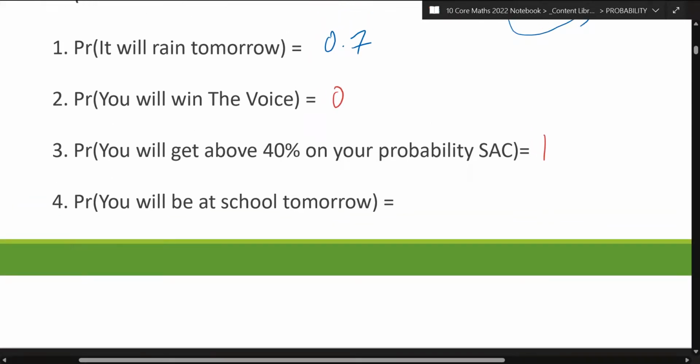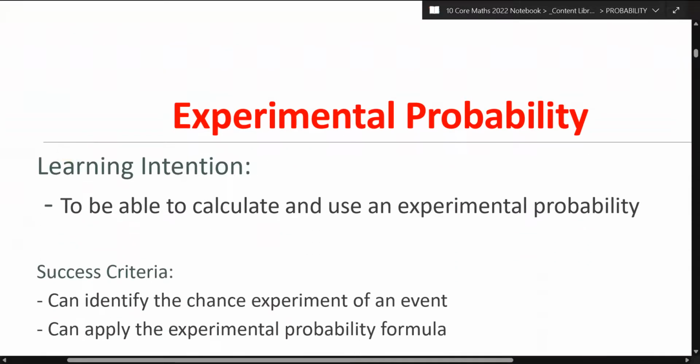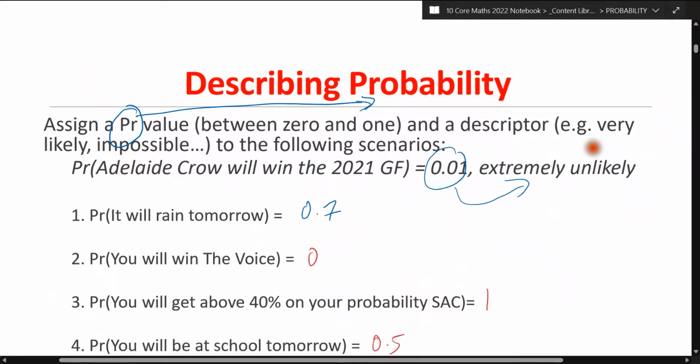Probability you'll be at school tomorrow. This is a hard one, because what if you do the COVID test tonight and get a positive? All right, that's a tough one. So who knows? I'm just going to put 0.5 there. I'm just making these numbers up based on the scenario. But you can come up with different scenarios based on your own situation. Okay, but before I continue on, that's how we describe probabilities.